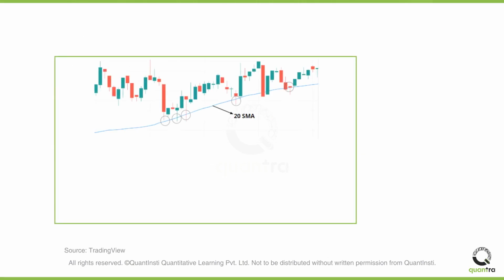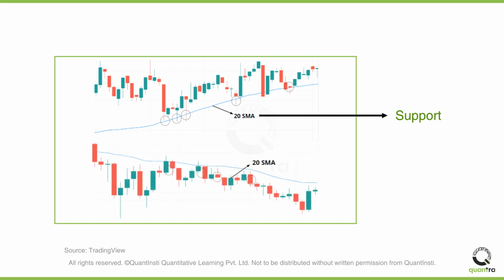Moving averages also act as a support and resistance point. For example, here the 20 SMA is plotted on a price chart. As you can see, the prices are trending upwards, so the 20 SMA acts as a support. Similarly, on the second chart, the prices are trending downwards, so here the 20 SMA acted as a resistance.